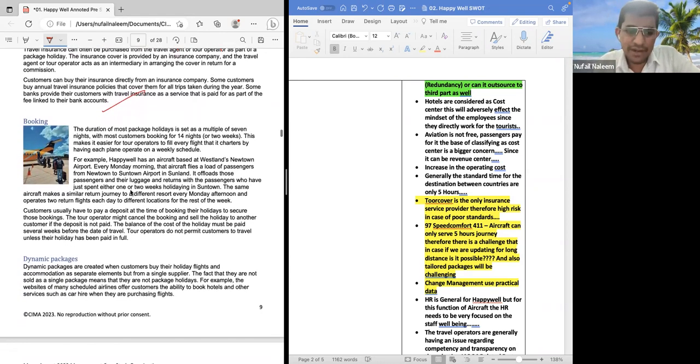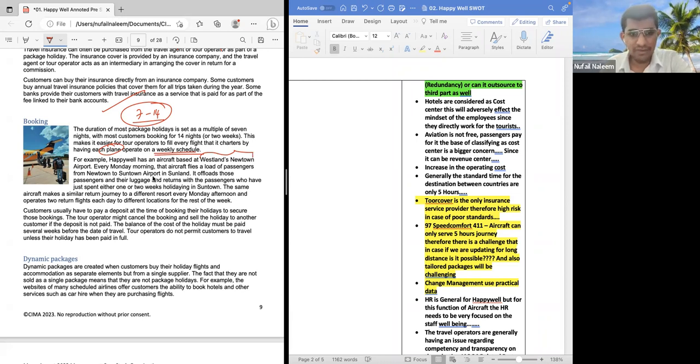Now coming to the booking part. The duration of most package holidays is set as a multiple of 7 nights, with most customers booking 14 nights, that is 2 weeks. So 7 to 14 days is the travel period. This makes it easier for tour operators to fill every flight that it charters by having each plane operate a weekly schedule. For example, Happywell has an aircraft based in the Westland Newtown Airport. Every Monday morning, the aircraft flies a load of passengers from Newtown to Suntown Airport in the Sunland. So standardization, predictability is very, very high.